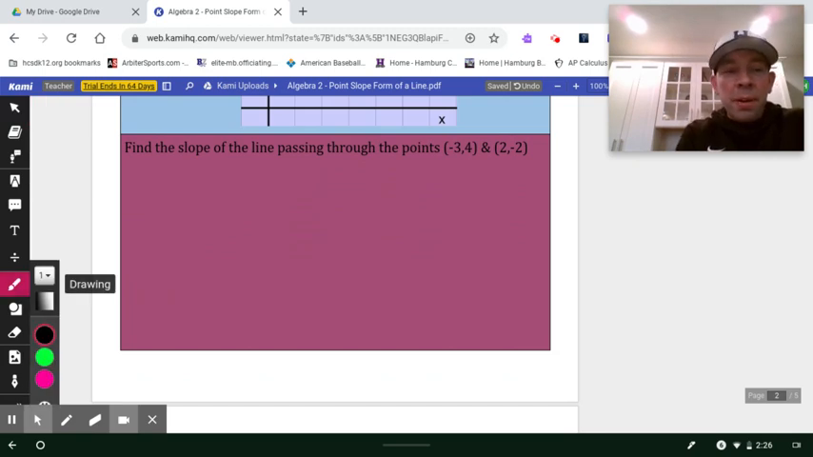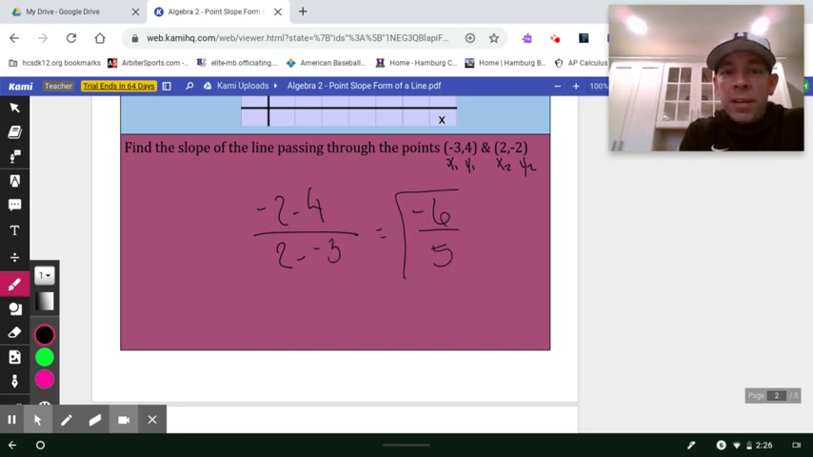Now, again, it really doesn't matter, believe it or not, who you assign to be x sub 1 and y sub 1 versus x sub 2 and y sub 2. Traditionally, I'm just going to go from left to right. So the negative 3 is my x sub 1, the 4 is my y sub 1, 2 is my x sub 2, and the negative 2 is my y sub 2. So I'm thinking negative 2 minus 4 all over 2 minus negative 3, which makes negative 6 over 5, and that's all I've got to do. In this case, you'll notice that slope is negative, so when you graph that line, it would be trending downward. It would be falling as we move from left to right.